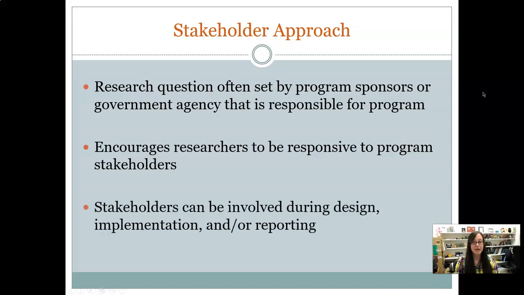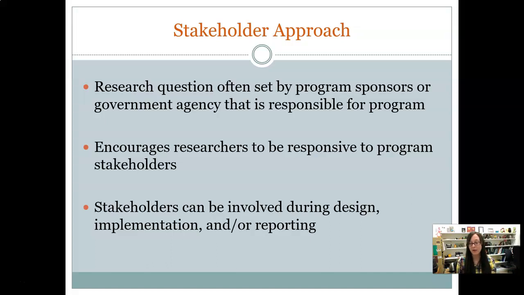And so stakeholders can be involved. They can be involved during the design of the project. So how are we going to implement this? Then also the implementation itself. So, who's getting it? How many people? How long are we running it? How are we assessing it? And then also the reporting stage at the end. So how well did it work? How efficient and effective was it? So stakeholders can be involved at any or all of those stages.